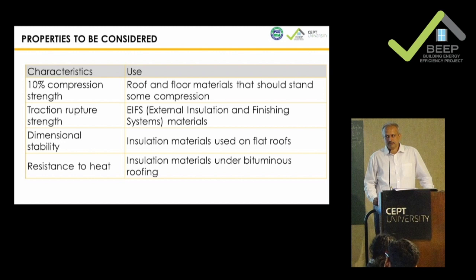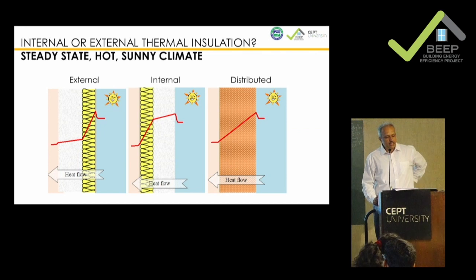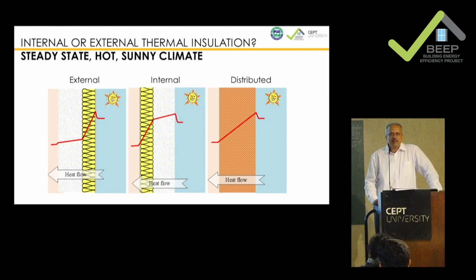Also the fire. Some of the materials do have a higher affinity with fire, and some do not. So we need to look at them and we need to protect them. And now, where should we put these materials? If we start looking at that, let's say you have a hot and sunny climate. When you say hot, that means temperature is higher. Sunny, that means your radiation is also high.